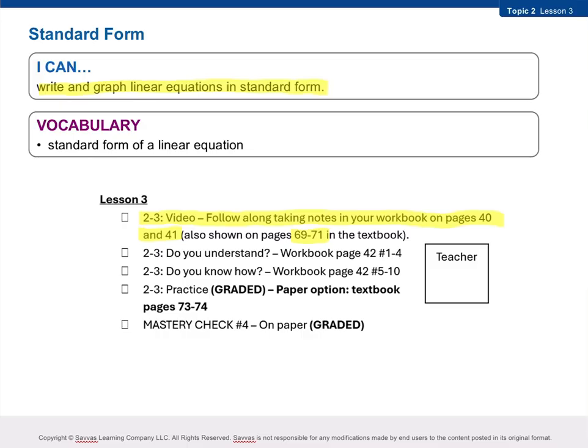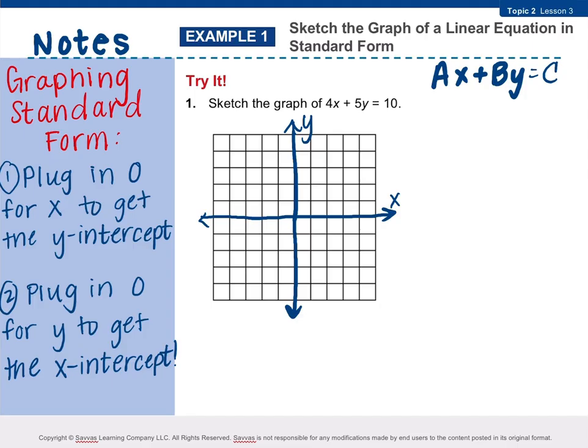So looking back at our vocab, standard form is ax plus by equals c. And so the first example says to sketch the graph of 4x plus 5y equals 10. So again, our standard form, ax plus by equals c. So 4 is a, 5 is b, and 10 is c. But we're actually not going to use those numbers for anything specifically on our graph.